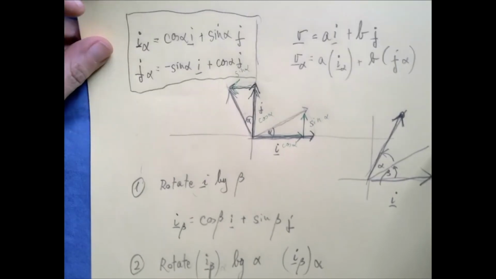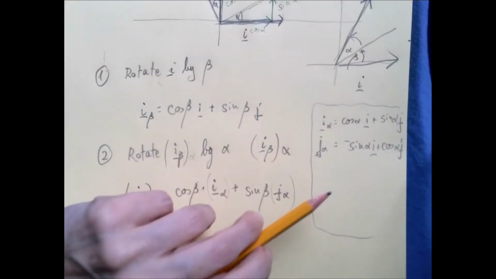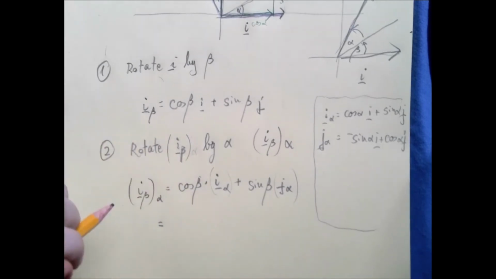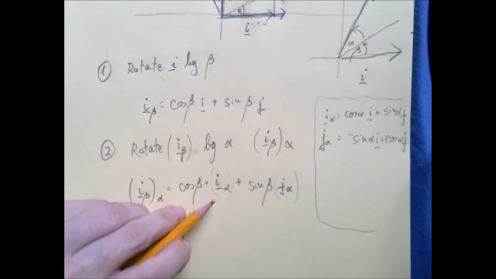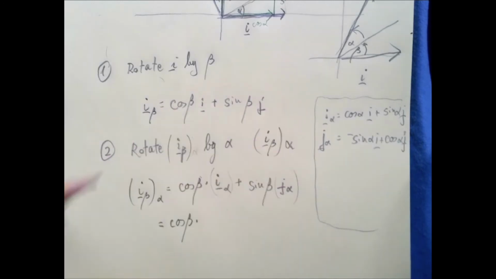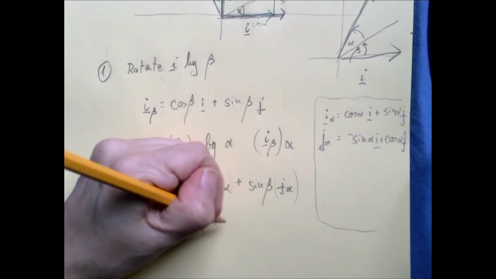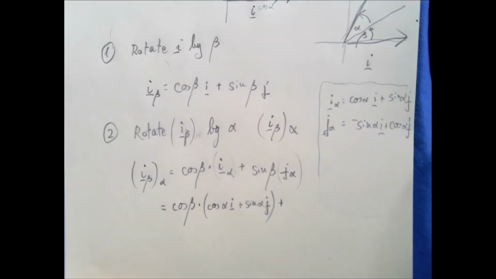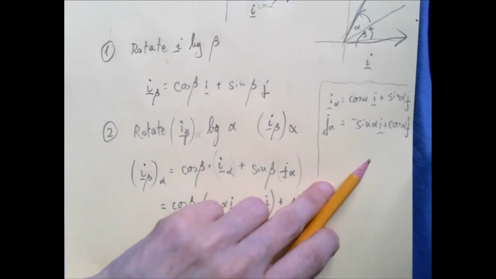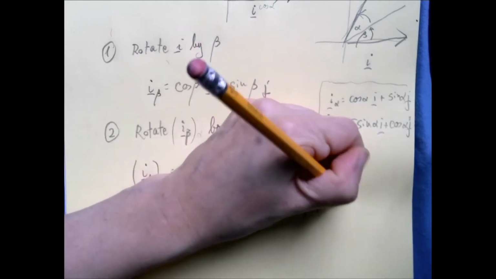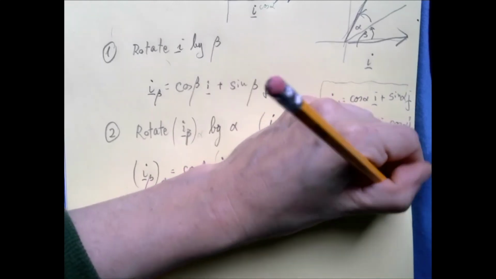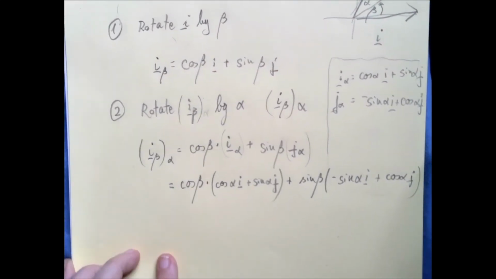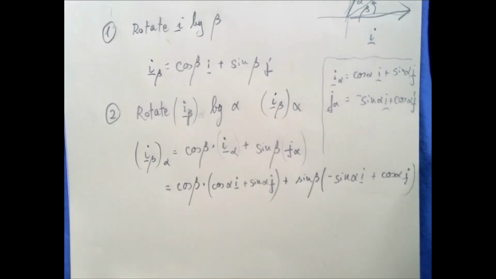It's still here. Okay. So I just copied these two rules because the other ones didn't fit. So this thing, I rotated by beta and then by alpha, is the same as cosine beta times the vector I rotated by alpha. That's right here. So cosine beta is getting multiplied by cosine alpha I plus sine alpha j, plus sine beta times the vector j rotated by alpha, which is here, which is minus sine alpha I plus cosine alpha j. So notice that we have basically completed the rotation because this is just a vector expressed in terms of I and j.